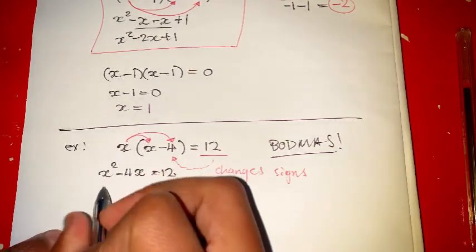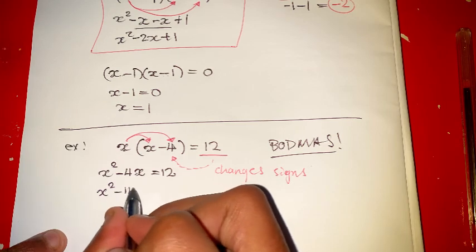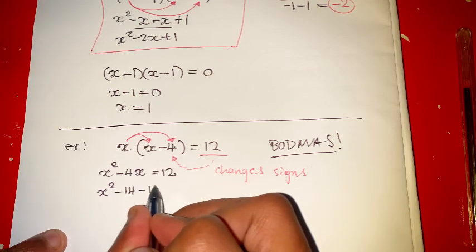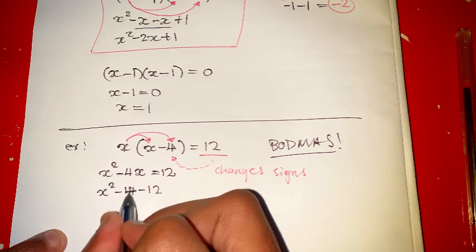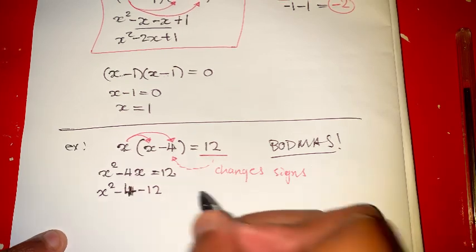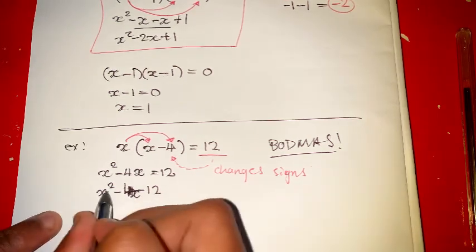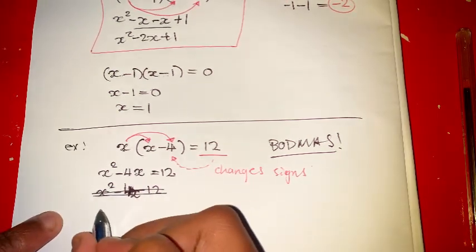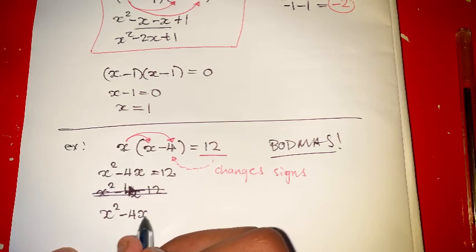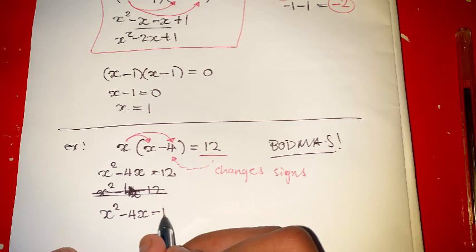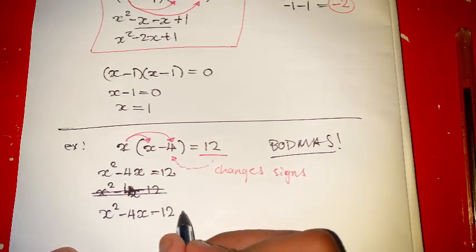So 12 goes to the other side and will change its sign. Okay, let's write it properly. You have x squared minus 4x equals minus 12. When it crosses over to the other side, it becomes negative 12.